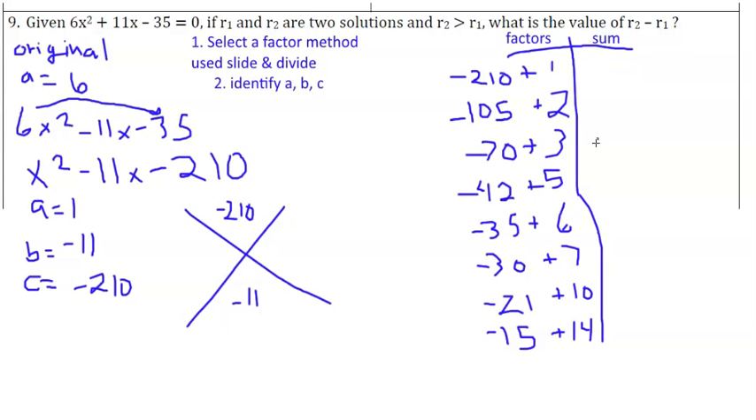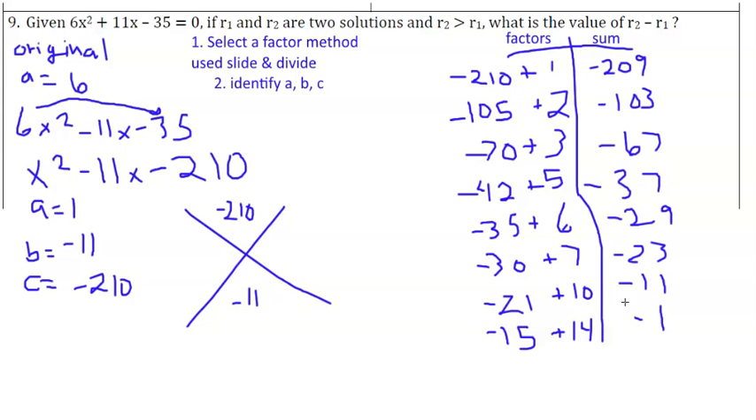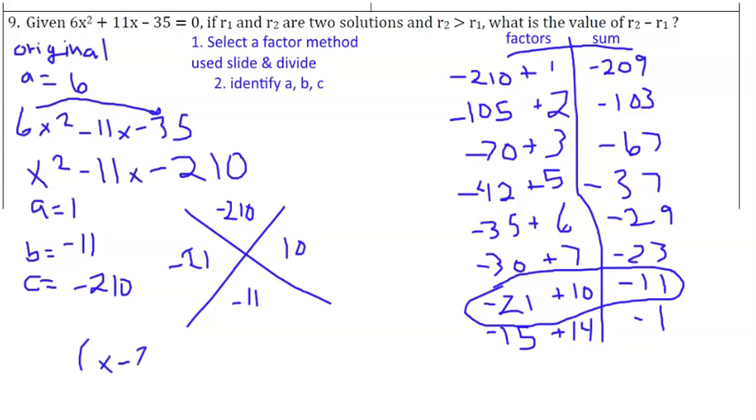So let's find the sums of each of these factor pairs to see which one gives us negative 11. So it looks like our second to last factor pair is the one that works. So we have negative 21 and 10. So write our factors. So we have x minus 21 and x plus 10. Now we also need to divide by our original a, which is 6. And this equals 0.